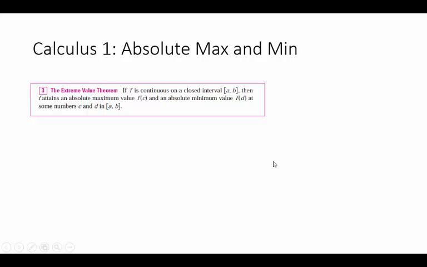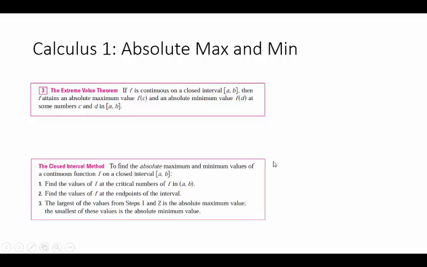Absolute max and min is led by the extreme value theorem that says if you have a closed interval [a, b], then you're guaranteed a maximum or minimum, whether that be at a critical point or the endpoint that attains that max or min. You're guaranteed it. And so there's a simple process for finding the absolute max and min, and that is to find the critical points and then find the values at the critical points, find the values at the endpoints, and then compare the largest and the smallest.